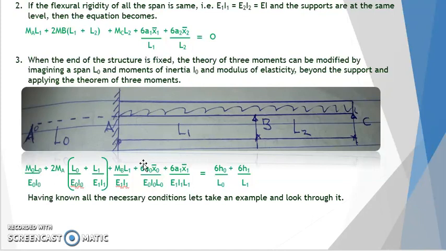We end up having this type of equation if you have a fixed end at one of the joints of the structure. You have to do this. So having known all the necessary conditions, let's take an example and look through it.